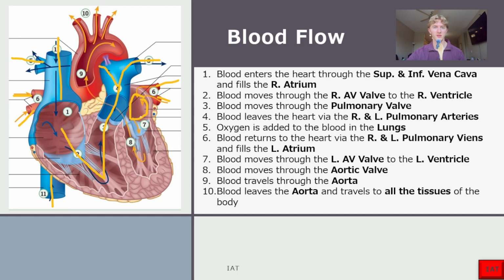Blood will then move through the left AV valve into the left ventricle, and then blood will travel through the aortic valve, which will lead the blood to the aorta, right? Kind of goes behind the pulmonary trunk here, and then we'll be in the aorta. And then blood finally will leave the aorta and will go to all the different tissues of the body, where it will then, again, like we talked about earlier, drop off the oxygen that it just picked up. And what will happen after that? That deoxygenated blood will then return to the heart via the superior and the inferior vena cava, and this process will just repeat over and over and over again.